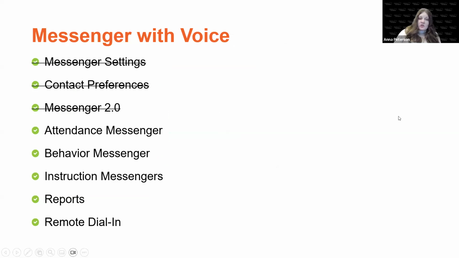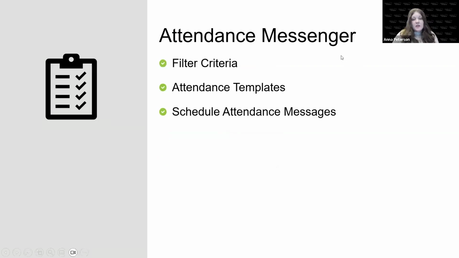The next two messenger tools on our list are our attendance messenger and our behavior messenger. I lump the two together because they function very similarly to each other, where we will use filter criteria to narrow down that list of who gets this message. And then we'll also take a look at how we can build templates and schedule those attendance messages to be sent out.